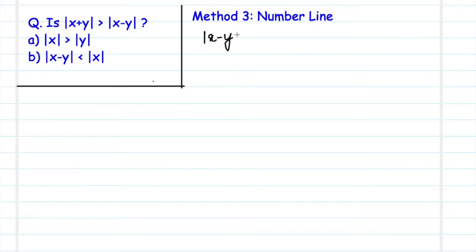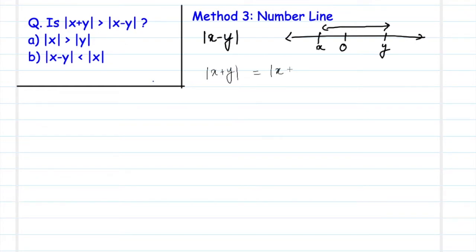If you're given mod x minus y, what does that mean? On a number line, mod x minus y is the distance between x and y. That's what mod x minus y represents. What does mod x plus y represent? Mod x plus y can be written as mod x minus (minus y). So it represents the distance between x and minus y.